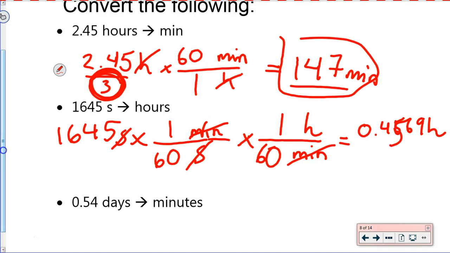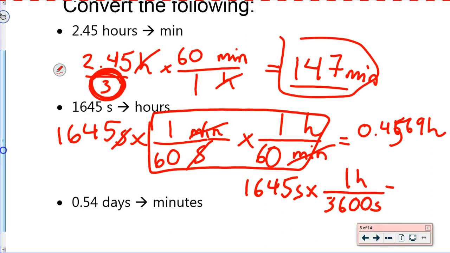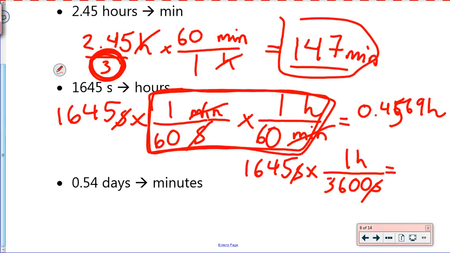Yay! All right. Now, ladies and gentlemen, in physics, students often start seeing that this actually can be memorized as 1,645 seconds times 3,600 seconds in 1 hour. If you end up memorizing this, good for you. If you don't memorize this, that's fine. Stick to the method in the big box where you do it as 2 separate steps. You will be just fine.